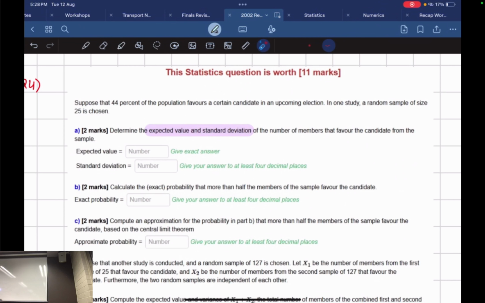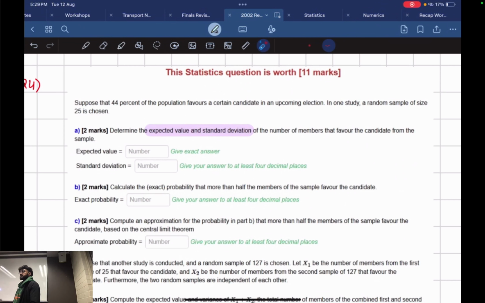So, determine the expected value and standard deviation of the number of members in the sample that favor the candidate. What kind of distribution do we have? Any ideas? Binomial? Yeah, binomial. How come? Because there are two options, exactly. It's either favorable or not favorable. So we've got two options. Therefore, it's going to be a binomial distribution.